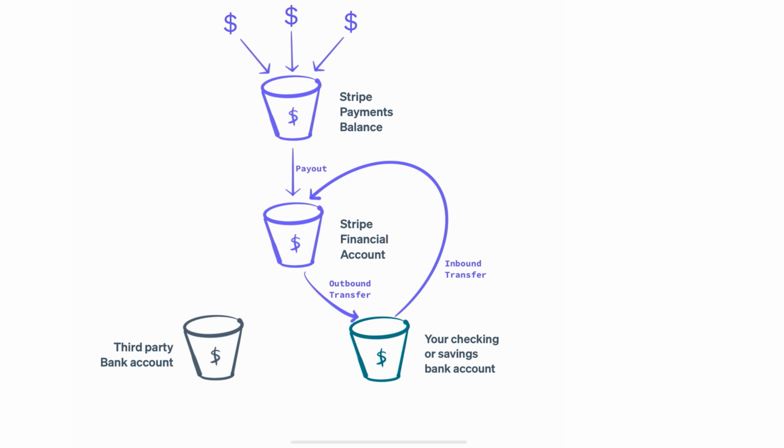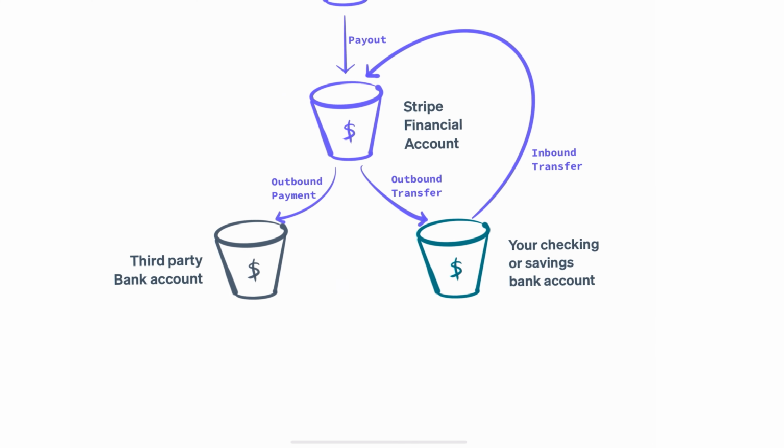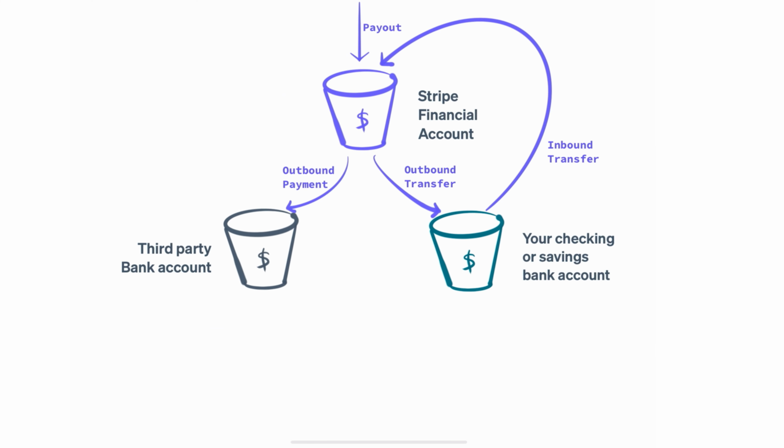This is where it gets really interesting. You can also pay out a third-party bank account from your Stripe financial account. This is done with an outbound payment that you can create via the API. But that's not all. You can also connect an issued card directly to your Stripe financial account.